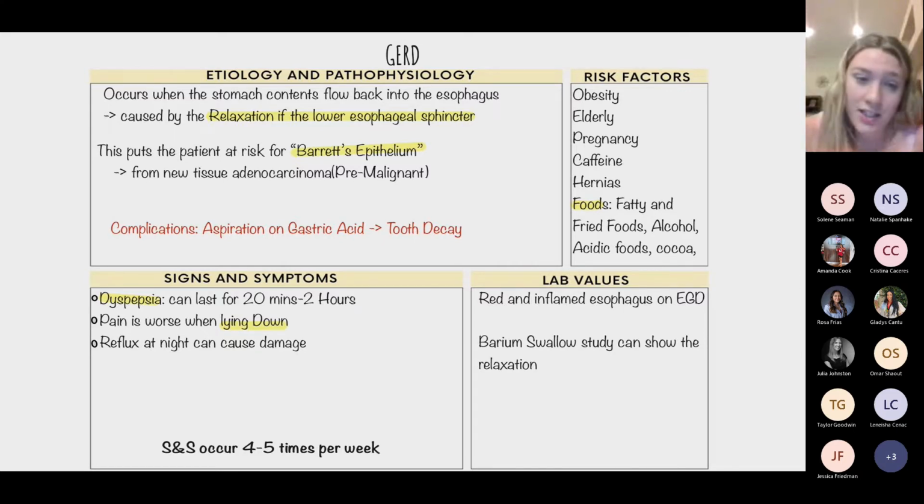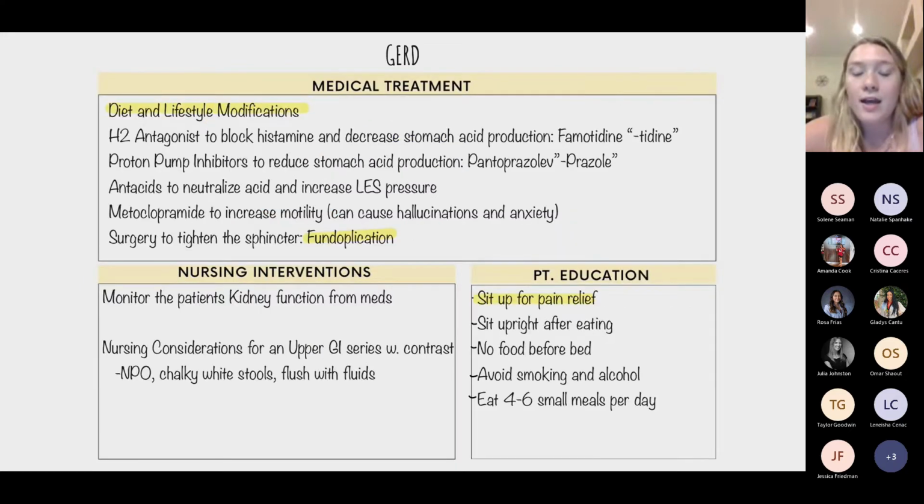If you do an EGD on these patients, you might see that red and inflamed esophagus, but what's really important for these patients is doing that barium swallow study. So with that, you literally just swallow barium, and it allows us to look at the x-ray, more anatomy and function of the muscles. So it's actually going to show and light up all portions of that upper GI tract so we can see the LES relaxation.